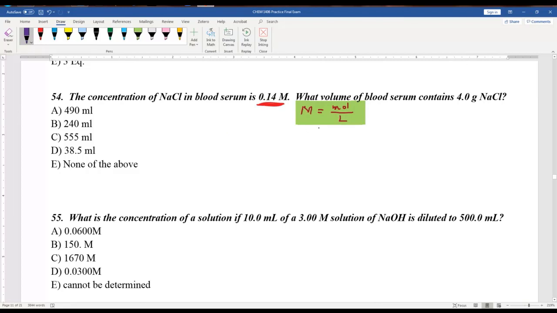So in this case, to use this as an equation, I usually, as a general rule, like to list out my variables. I have molarity, moles, and liters. In this case, it gives me the molarity, that's 0.14. It does not give me the moles, and it does not give me the liters. However, does it give me something that I can use to find either the moles or the liters so that I can use this equation? The 4.0 grams. Mm-hmm. I can convert grams to what?